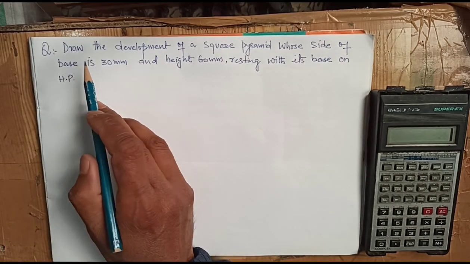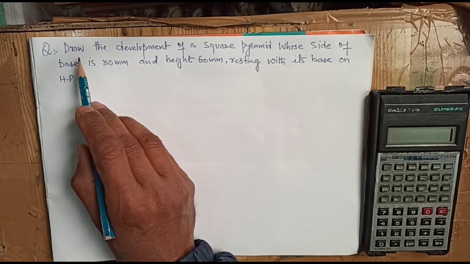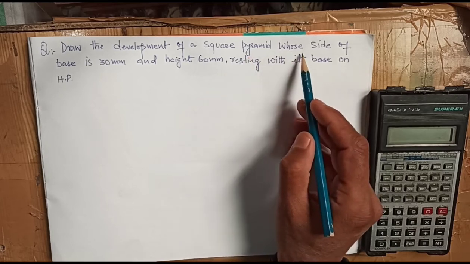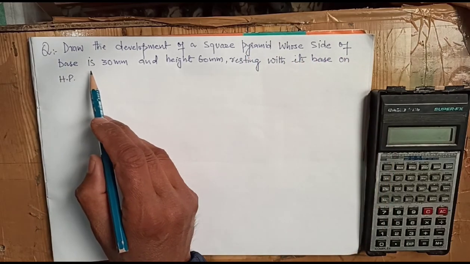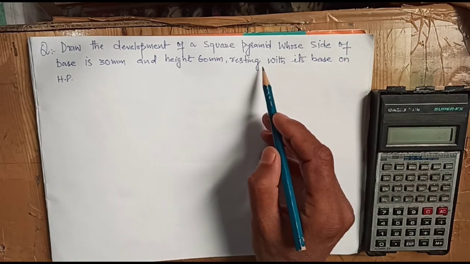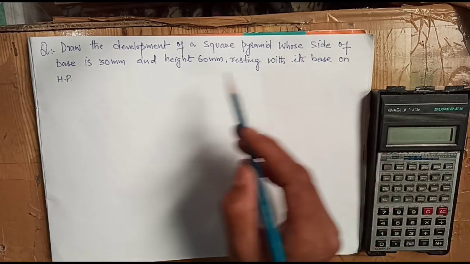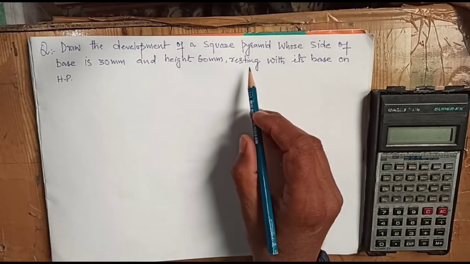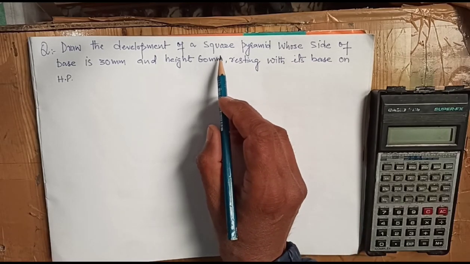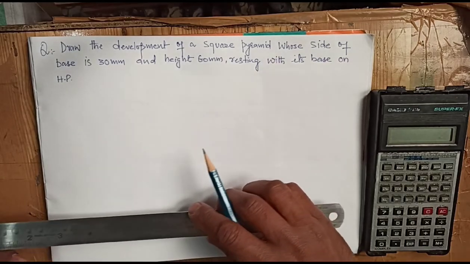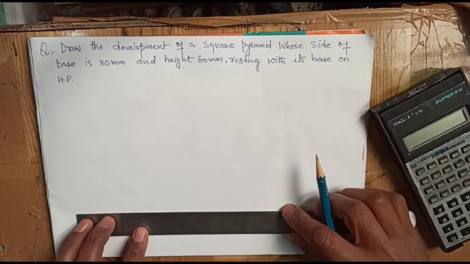Let's take a question. What we have to do today is draw the development of a square pyramid whose side of base is 30 mm and height 60 mm, resting with its base on HP. So students, we have to start with the top view. First we draw the top view, since the square pyramid is resting on HP.